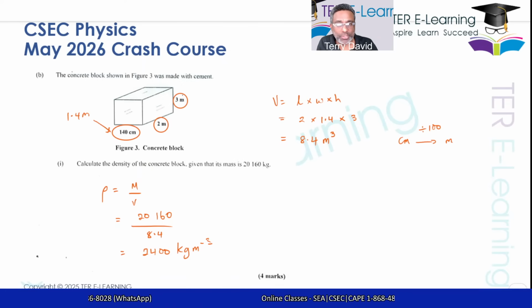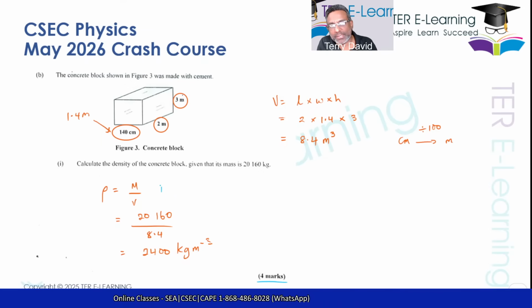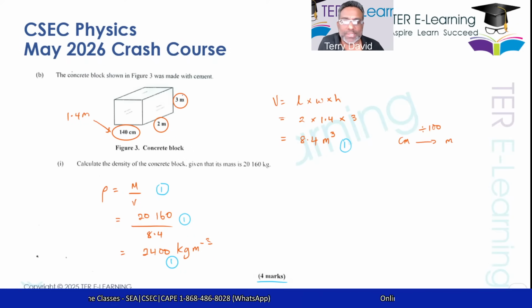Now, just for your knowledge, you will notice that CXC is giving you 4 marks here. This is how CXC marks a question. 1 mark for using the correct formula, 1 mark for substitution, and 1 mark here. They're going to give you a mark for this, but they're also going to give you a mark for actually calculating the volume. So that's how they're going to mark a question like this. Okay? All right.